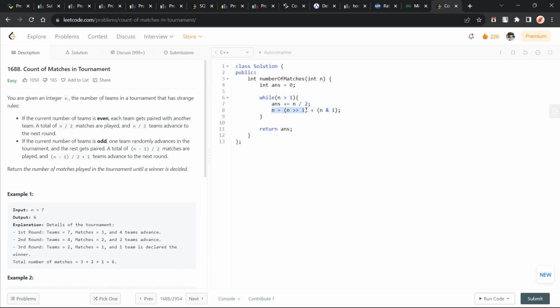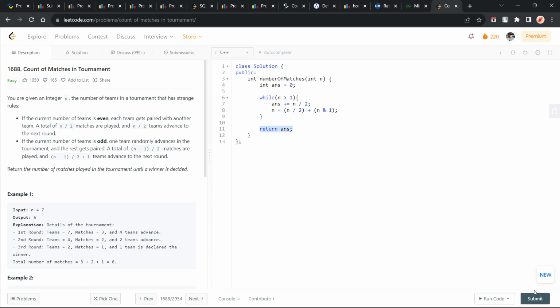Now again, this is also n by 2. I can also write it directly as n by 2, right? It doesn't make any difference. The only difference is the operator that I used, right? And since I have to add 1 when the value of n is odd, or the number of teams is odd, I am adding this particular expression to it. This will give me 1 when the number is odd, right? So this is how you can solve this problem, and in the end you can just return your answer.